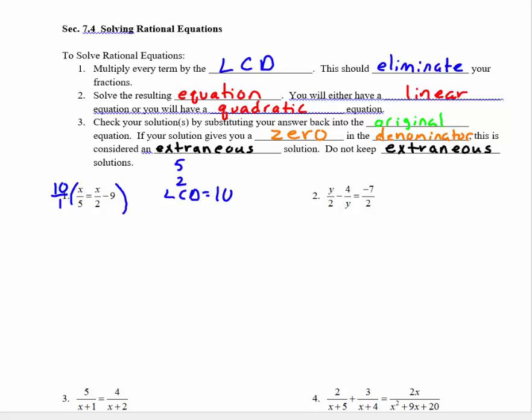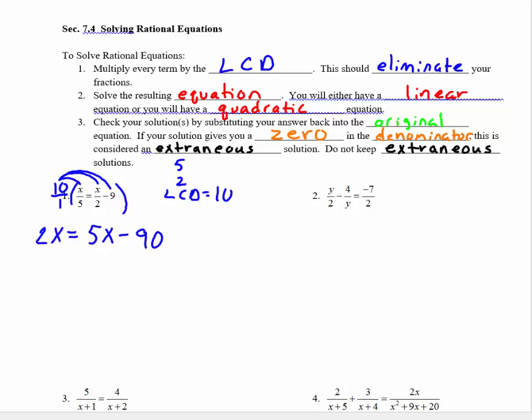Now the great thing about this problem is that my denominators, which are 5 and 2, are never going to change. So I don't need to worry about getting a 0 in the denominator. So 10 times x is 10x, but divided by 5 is 2. So I end up with 2x. 10 times x is 10x, but divided by 2 is 5. So I get 5x. And 10 times a negative 9 is negative 90, so I get minus 90. Make sure you multiply every term by the LCD, not just the ones that have the fractions.